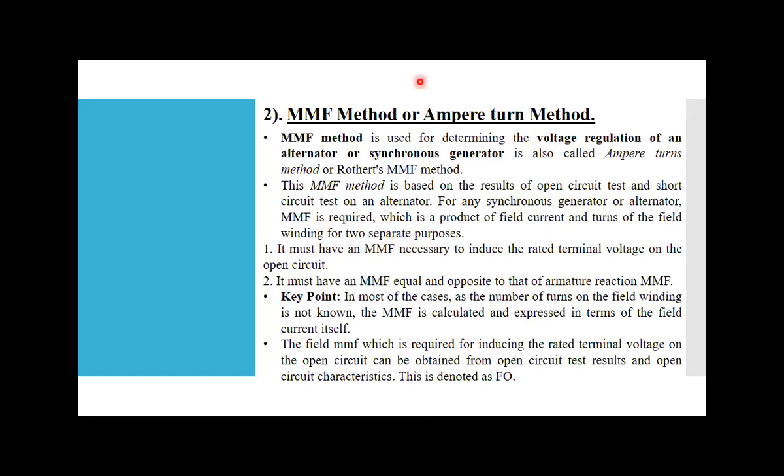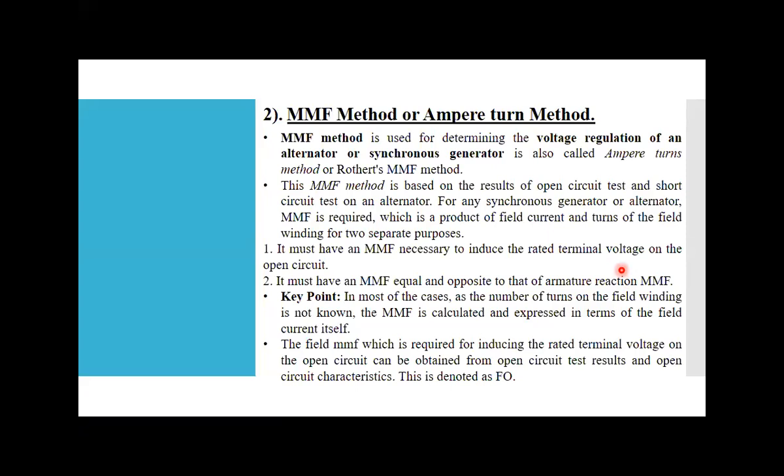Here it gives two purposes. One is it must have an MMF necessary to induce the rated terminal voltage on the open circuit test. And it must have an MMF equal and opposite to that of the armature reaction MMF. We have armature reaction also. When there is armature reaction, MMF is generated. In armature reaction, MMF is also generated. So our main MMF, we must require to oppose that armature reaction MMF.